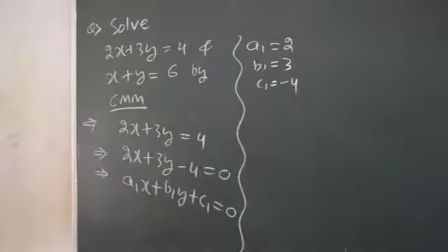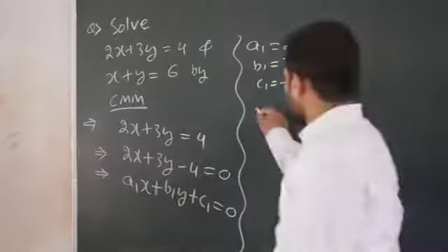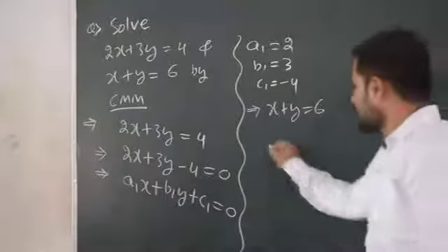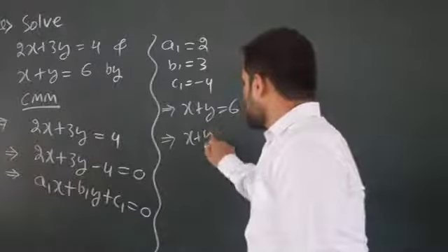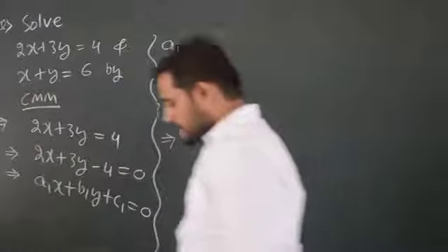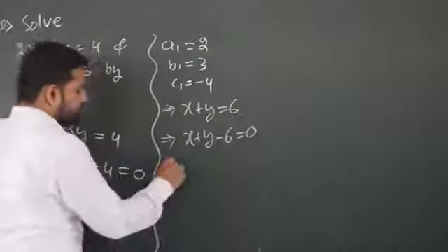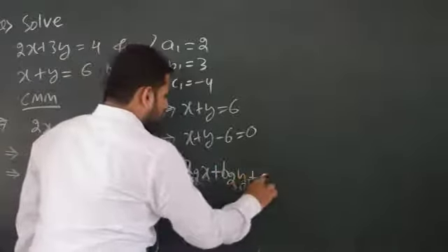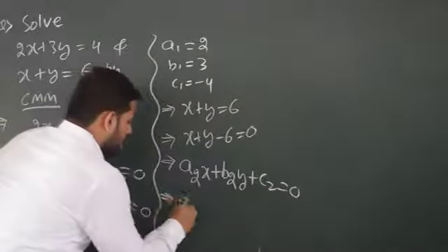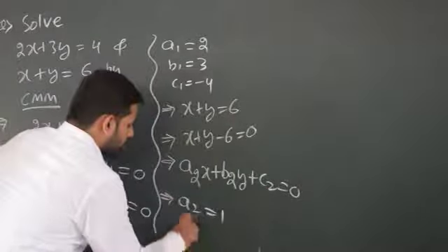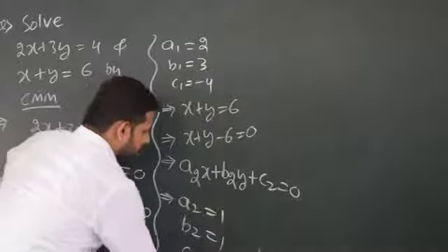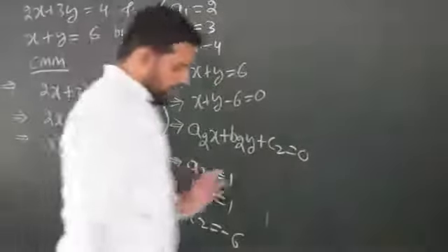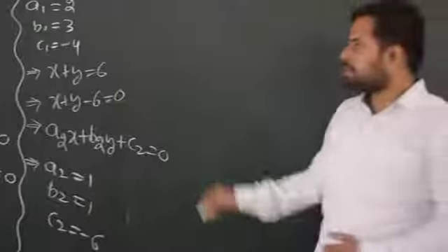Now similarly I can take care of the second equation also, no? Next is x plus y is equal to 6. Then I am going to get x plus y minus 6 equal to 0. This is the standard form. Then I am going to have a2x plus b2y plus c2 equal to 0. Then a2 is equal to 1, b2 is also equal to 1, and c2 is equal to minus 6. Look at this, a2 is 1, b2 is 1, c2 is minus 6. Alright, now it is known. All those things you got to know. This is the first step to do the cross multiplication method.